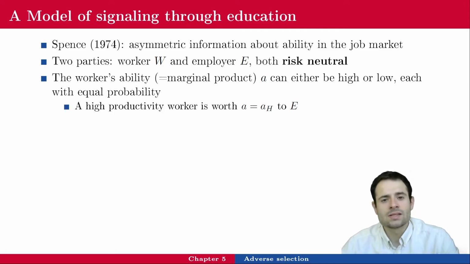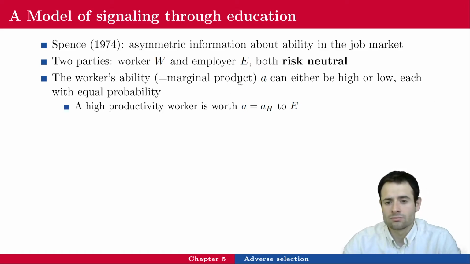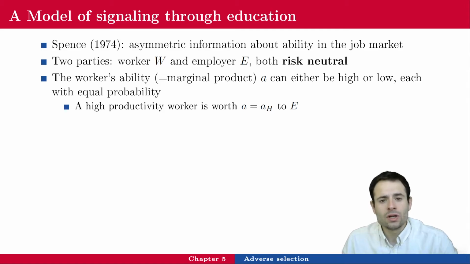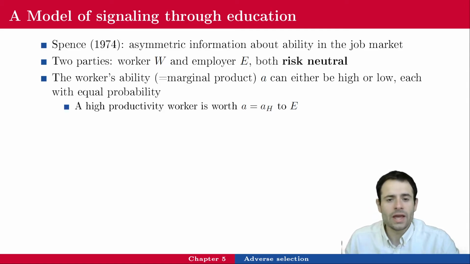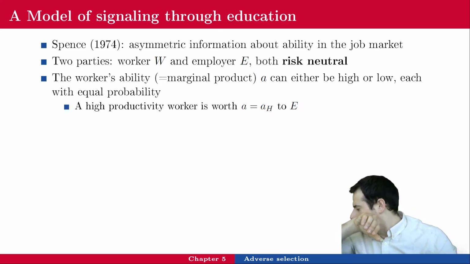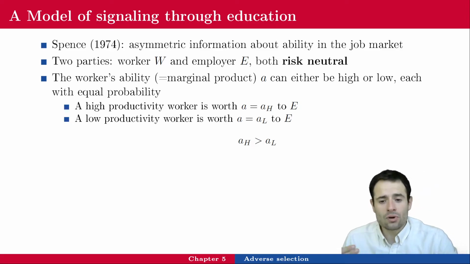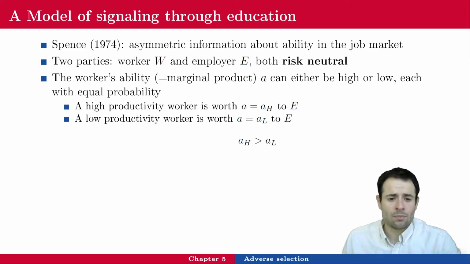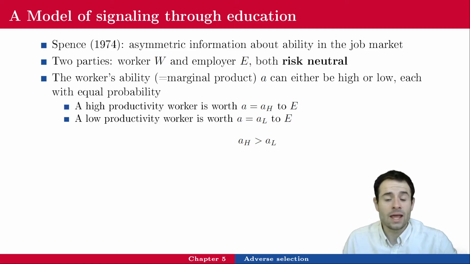We assume that the labor market is perfectly competitive. This means that the wage on the market will be equal to the ability, or equal to the marginal product of labor. You should be familiar with this property by now. So a high productivity worker is worth AH to the employer, H meaning high. A low productivity worker is worth AL, L for low. So obviously, a high productivity worker is going to be paid more, is going to have a higher ability than a low productivity worker. So AH is going to be bigger than AL.